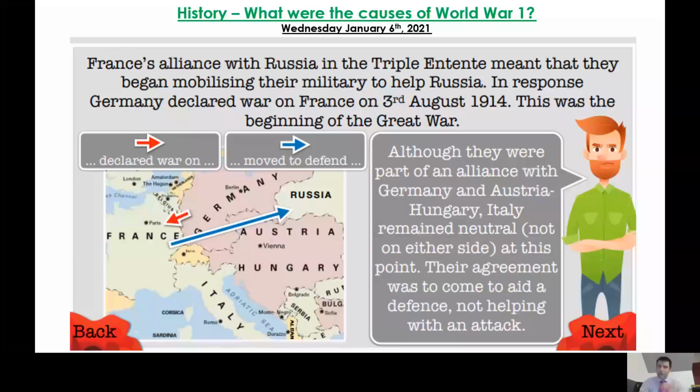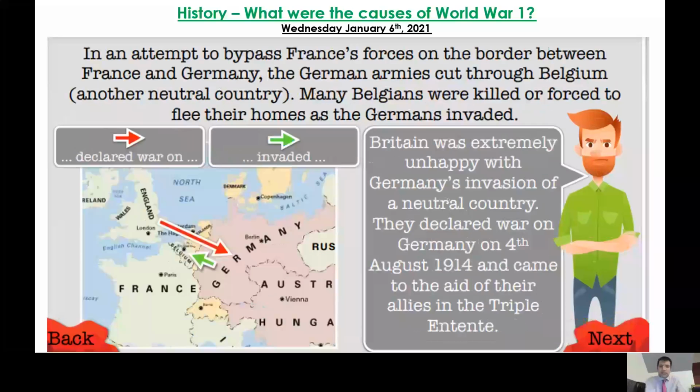Okay, so although they were part of an alliance with Germany and Austria-Hungary, Italy actually remained neutral. Neutral means they're not on either side. Their agreement was to come to aid if somebody was attacked. Okay, only if somebody was attacked.